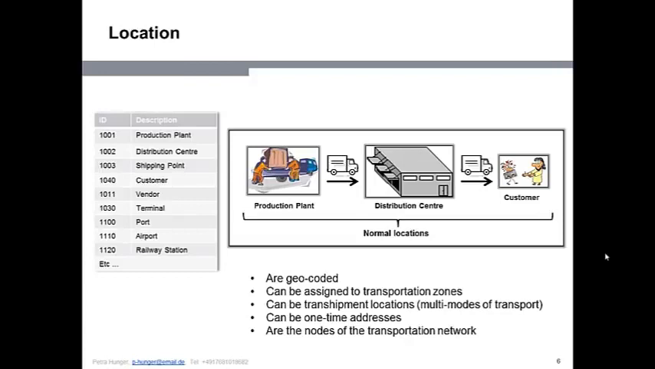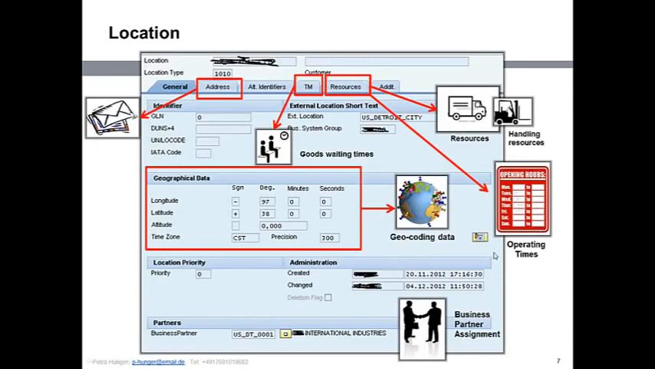Locations can also be set up as transshipment locations. This means that the mode of transport is changed at this location, and we will see more about this on another slide. For example, goods are brought by ship from the production plant to the port, and from there they continue the journey by truck. So let's talk a little bit about locations.